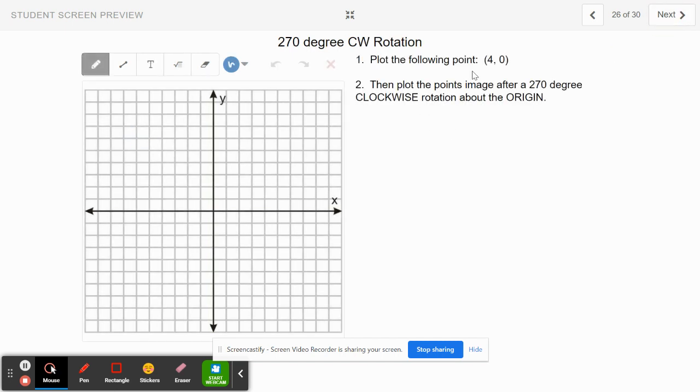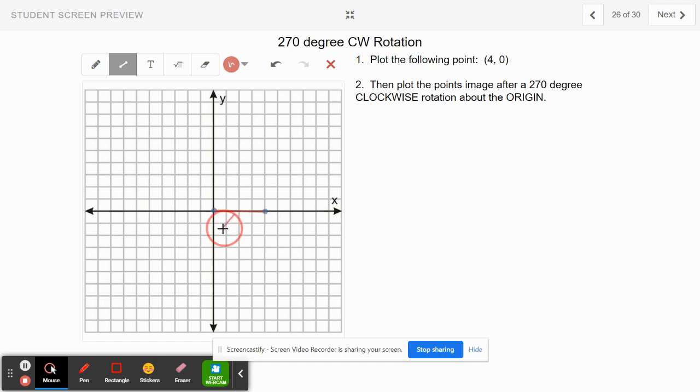Let's do another one. All right, so this is 4, 0. So that means over 4, up 0. We're doing about the origin again. We're going to connect it with a red line here. Whoops, it's not going. There we go. Let's forget that. All right, so now we're going 270.